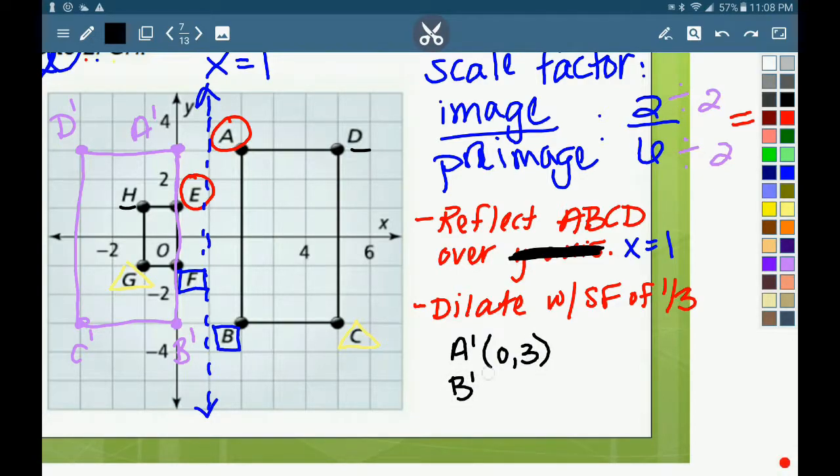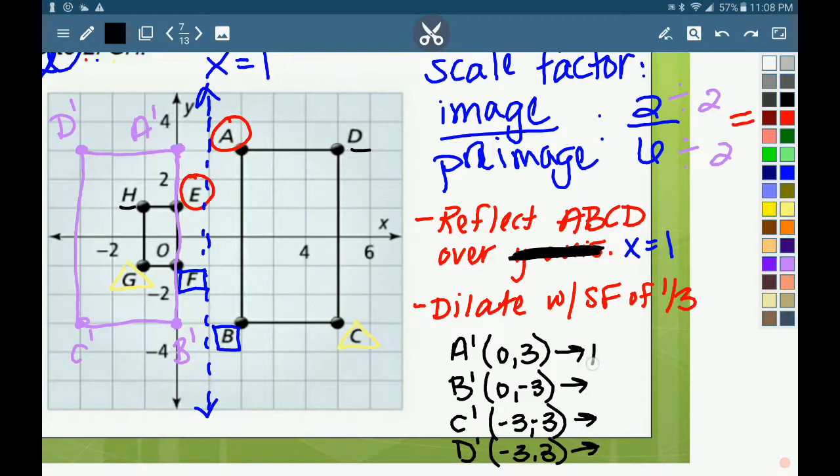I've got B prime sitting at 0, negative 3. I've got C prime at negative 3, negative 3. And I've got D prime at negative 3, positive 3. Let's set ourselves up for dilation. This time we're going to have double primes because it's the second movement. Set yourself up. So now we're ready to dilate.